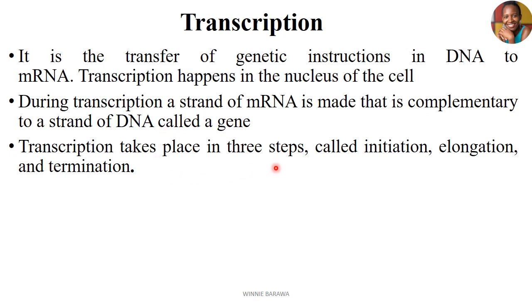Transcription takes place in three steps: the initiation stage, the elongation step, and the termination. Initiation simply means starting of the transcription stage. Elongation means elongating the chain, that is the RNA chain. And termination simply means stopping this process so that we can progress to the next stages.